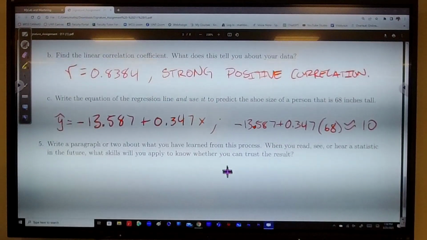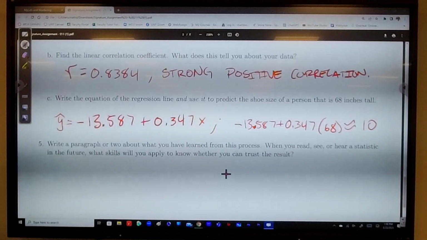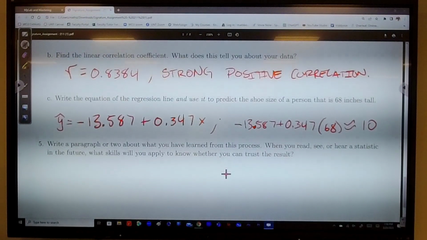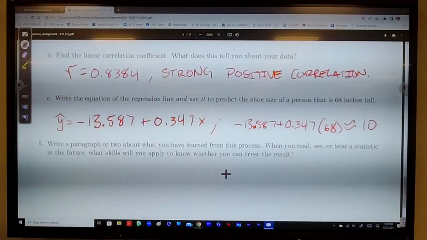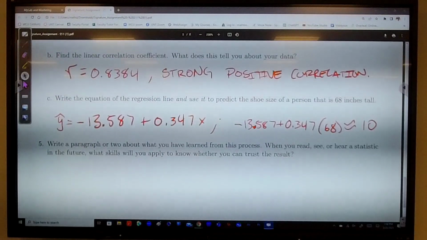So, write a paragraph or two about what you have learned from this process. Let me see, I've never actually written anything here. Let me think of what I would say.